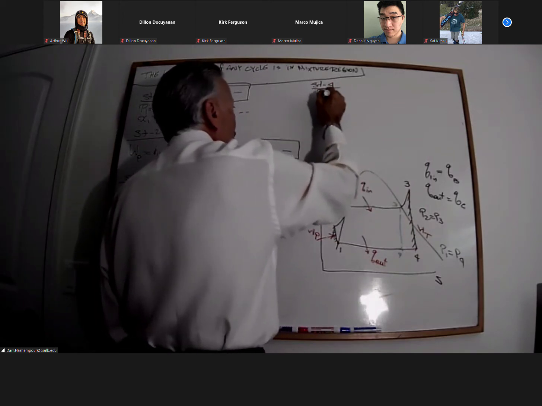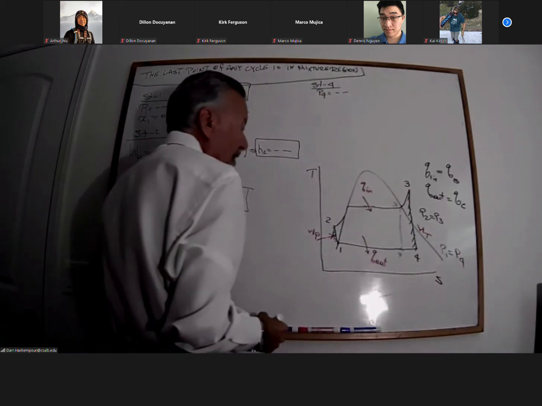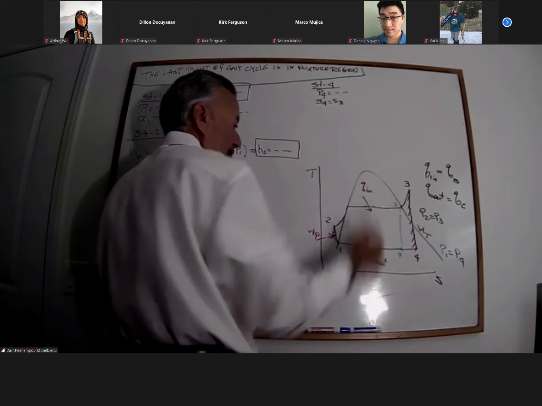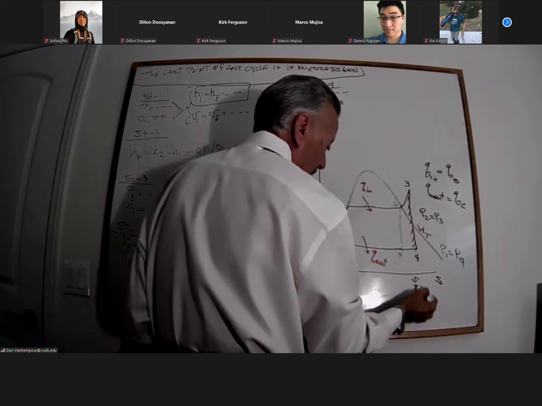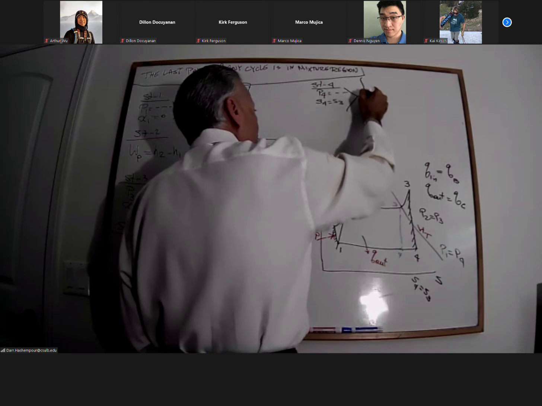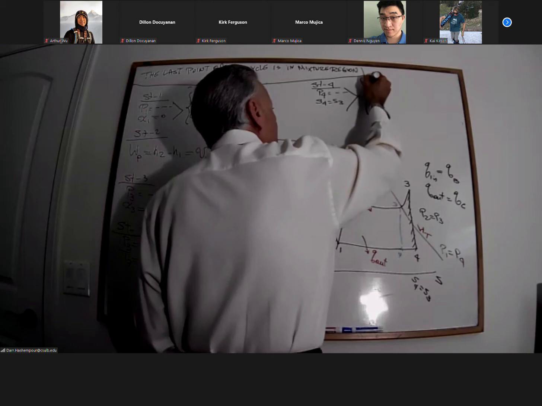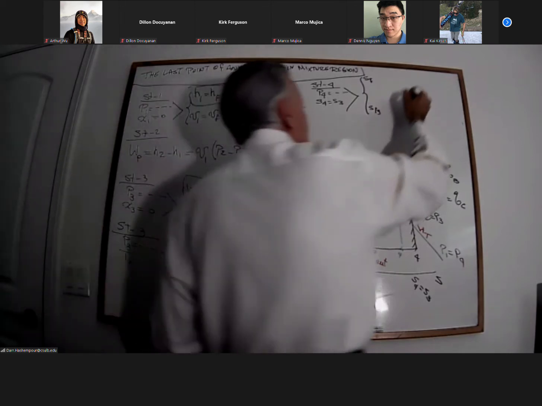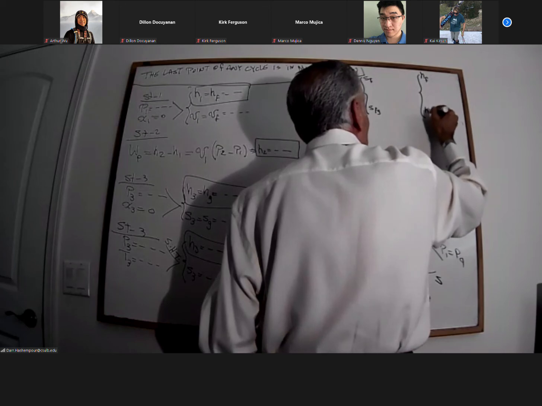I have P4, which is the same as P1. That's my one point of reference. My second point of reference is S4 equal to S3. Isentropic. S4 is equal to S3. Based on these 2 points of reference, I go to the saturated liquid table. I will find S of F and S of F of G. Similarly, I will find H of F, H of F of G.